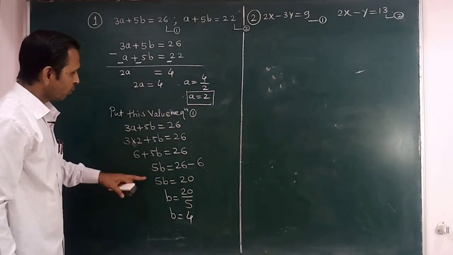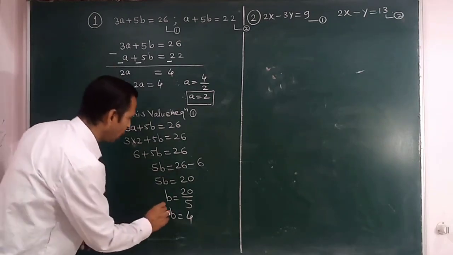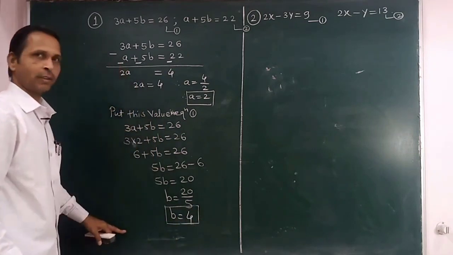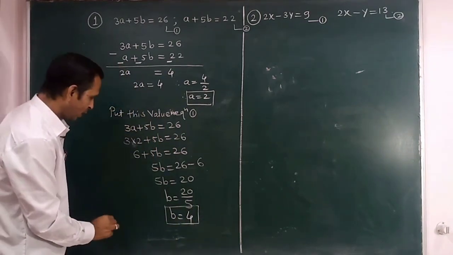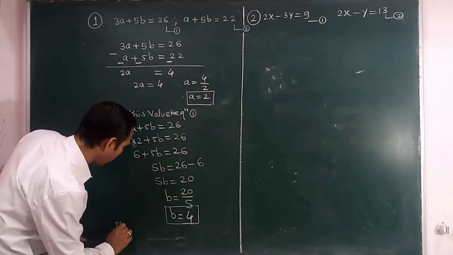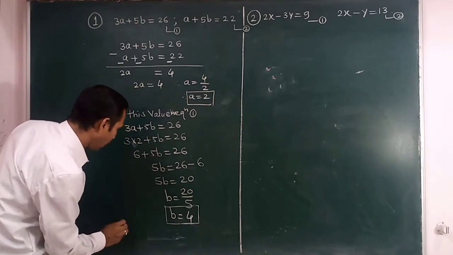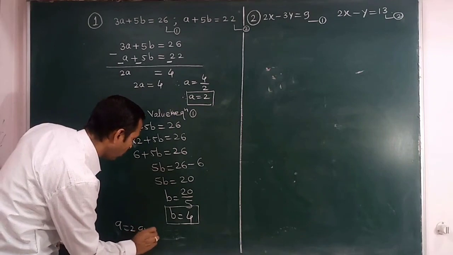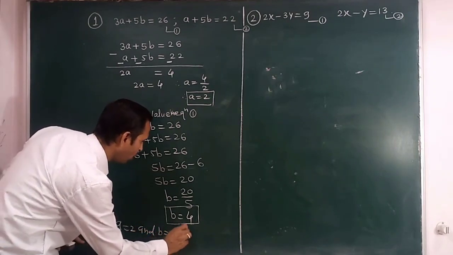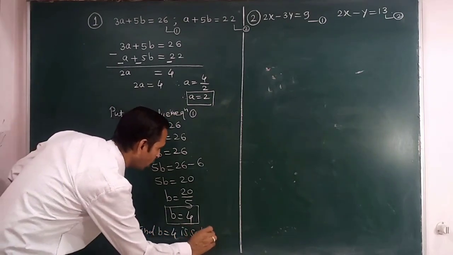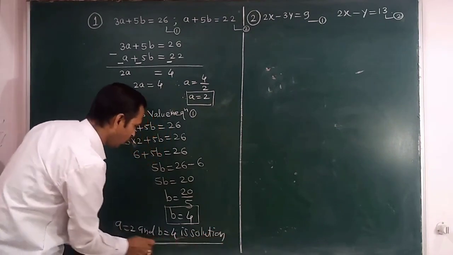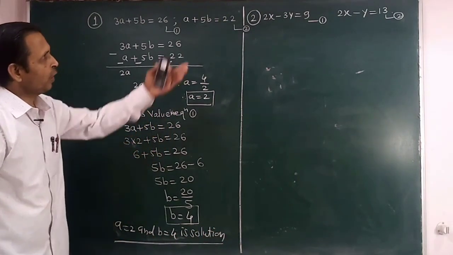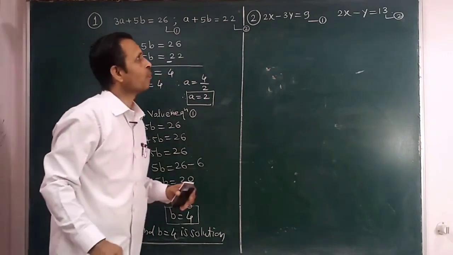Now after finding the values of the two variables, write the solution of these equations. Now write here one statement: the solution is a = 2 and b = 4. This line is very important. Now let us solve another example.